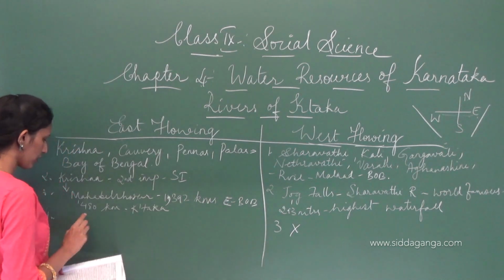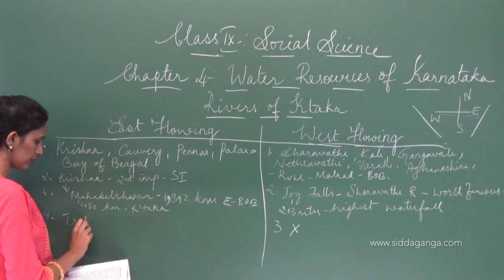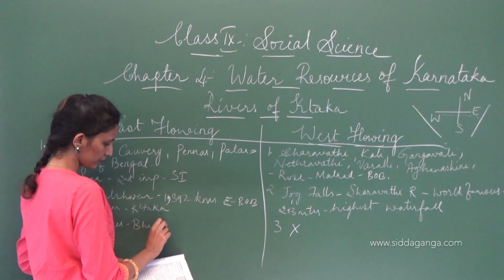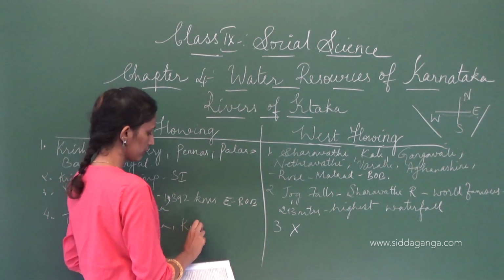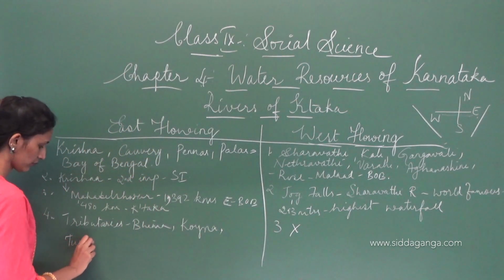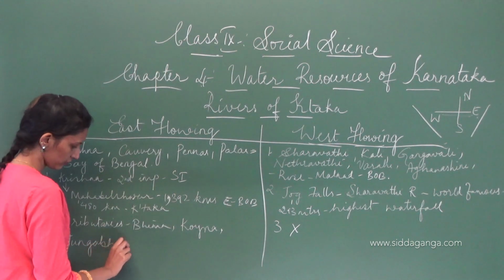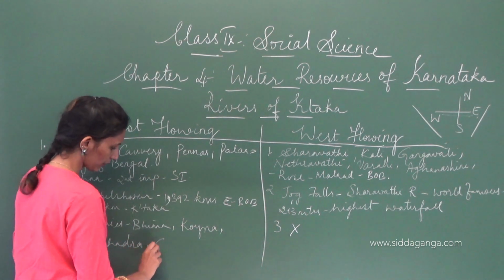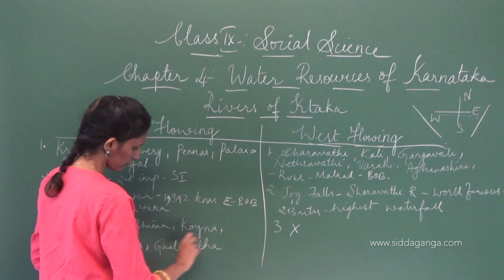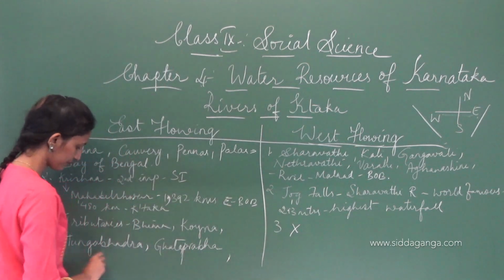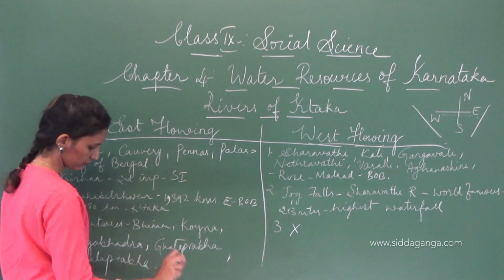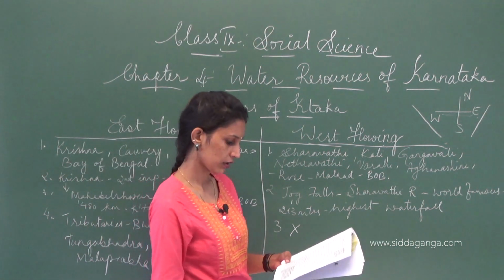Now the tributaries of Krishna are Bhima, Koyna, Tungabhadra, Ghataprabha, and Malaprabha.